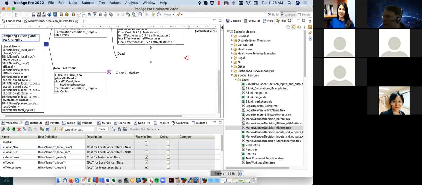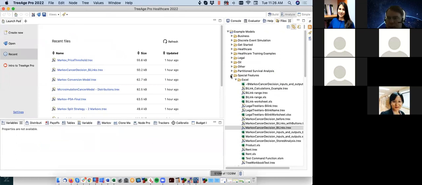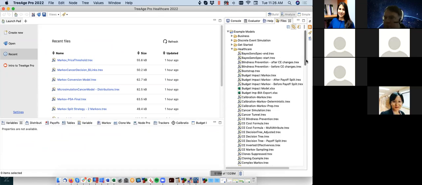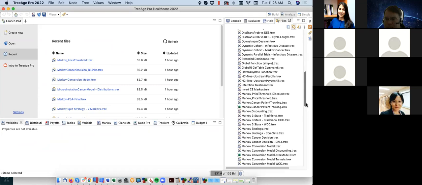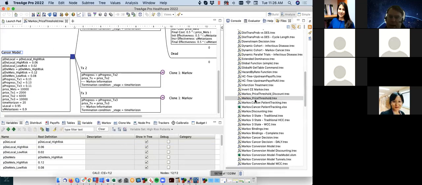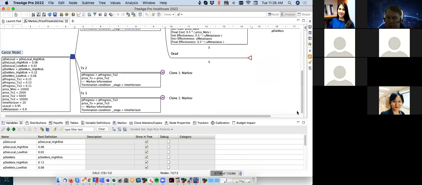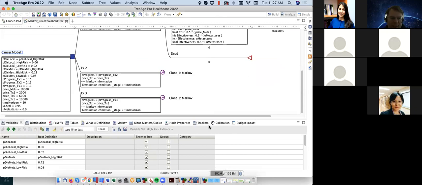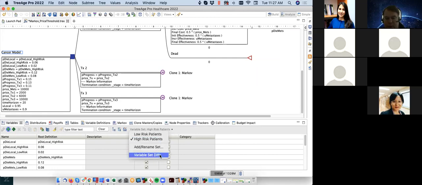Okay, and then the last thing is variable set consistency. So variable sets may be a function that you've never used, but I'm going to use a model, what's it called? Markov price threshold model, right here. And I typically use this to demo price threshold, which is not what I'm going to do now. But essentially what I wanted to show you is there are 2 variable sets, right? There's a variable set for low risk patients, and there's a variable set for high risk patients. Okay, and they're different.